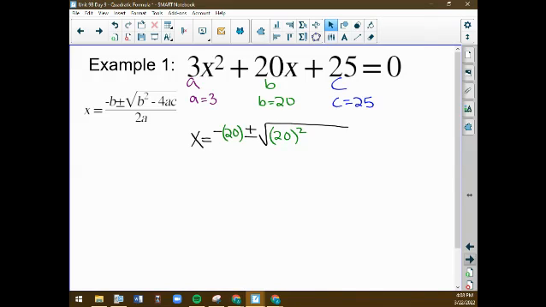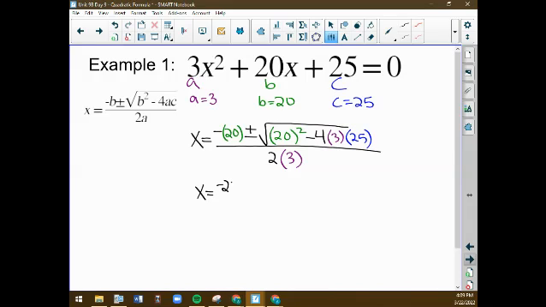Then minus 4 from my formula times A, which is 3, times C, which is 25. Plugging in our values for A, B, and C, and that's all over 2 times A, which is 3. So we identify A, B, and C, we plug those into the equation, and now we're going to simplify. So I've got x equals negative 20. There's not a double negative, so I can drop those parentheses.